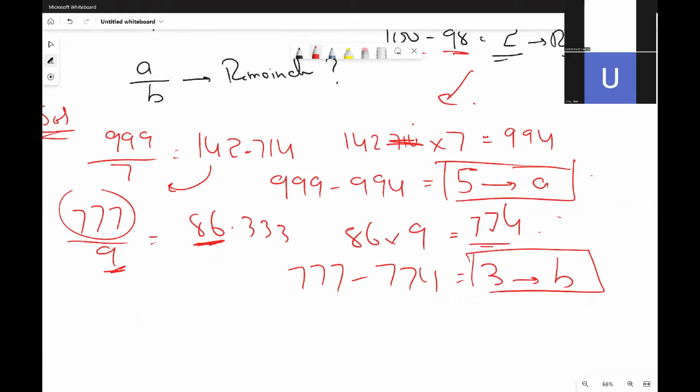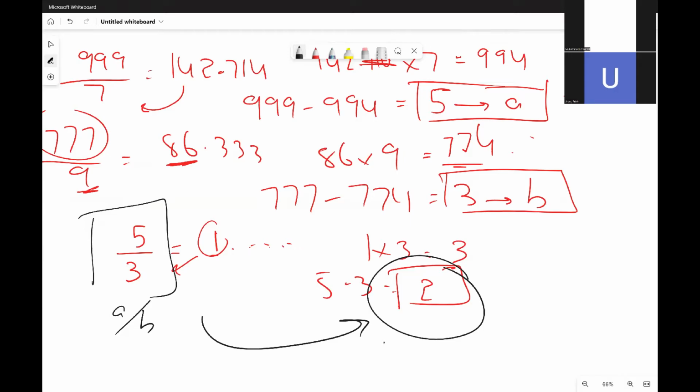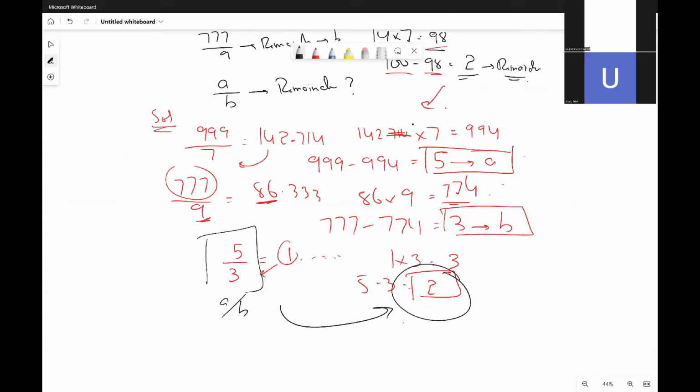Now they're saying use A by B. So A was 5, B was 3. 5 divided by 3 gives you 1 point something. So we're going to pick up 1 and we'll multiply it with 3. It'll give you 3. So 5 minus 3 is 2. The remainder is 2. So the answer, this is the final answer. Remainder of 5 by 3 or remainder of A by B is 2. Please tell me if this is clear to you guys, so we can move forward. All clear?